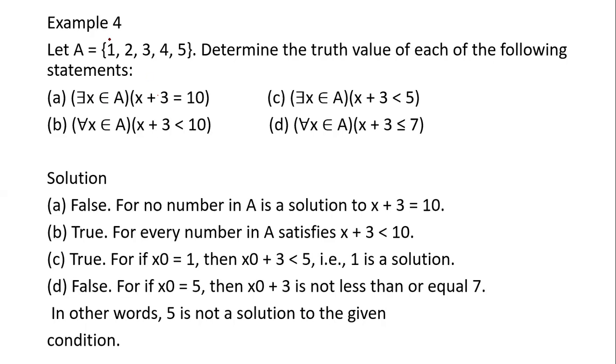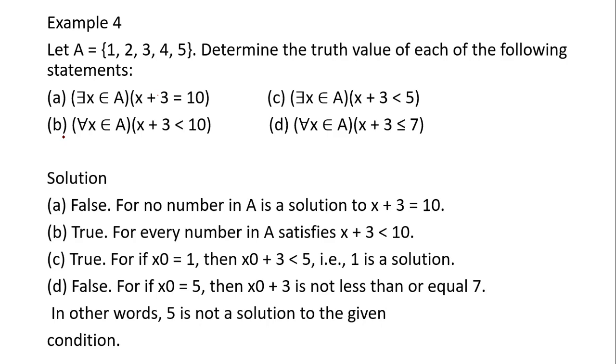So if x is 1, 1 plus 3 is 4, which is not equal to 10, so it's false. If x is 2, here we get 5, it's false. If x is 3, we get 6, it's false. If x is 4, we get 7, it's false. And if x is 5, we get 8, which is also false. Therefore, it is a false statement. I hope we are getting it. Yes, sir. Good.